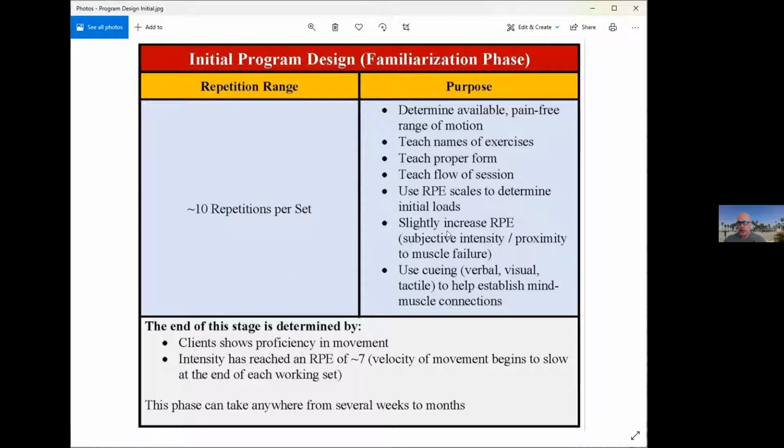And the whole purpose of this phase, which could last for weeks to months, is to determine their available pain-free range of motion, teach them the names of exercises, proper form, flow of a session. I'm using light loads. So I'm using what's called RPE scales to determine their initial loading and making sure it's safe. And then during the course of this phase, I'm going to slightly increase their intensity, or in other words, how much I load them up and or how close I take them to muscle failure. And then they're going to be finished with this initial phase once they've shown that they've adapted to some level and they understand proper form. And then from there, we're going to progress.